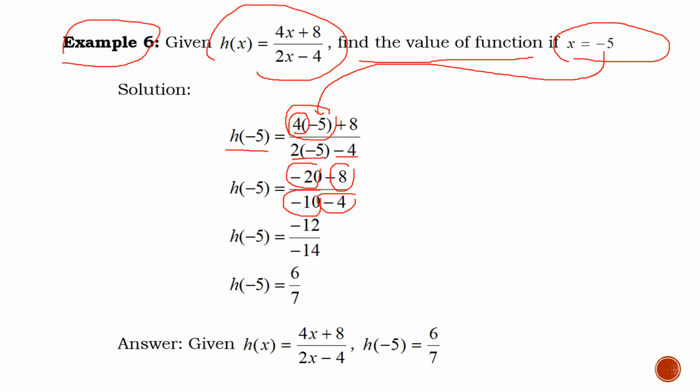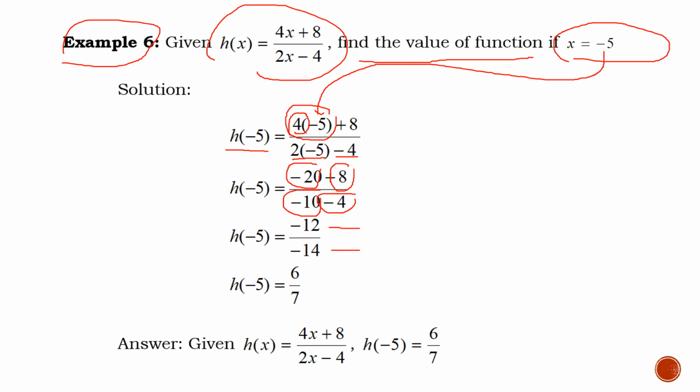So we follow the number which has a higher absolute value. Since the absolute value of negative 20 is 20, we follow the sign of this 20. So that's a negative value. So negative 20 plus 8 is negative 12. Then negative 10 minus 4: we just simply add these two numbers because they are both negative numbers. That's why it's negative 14.